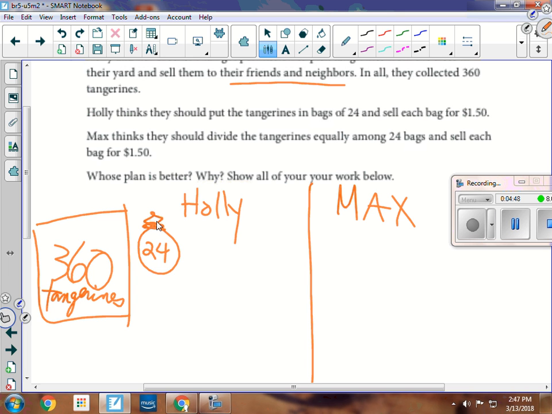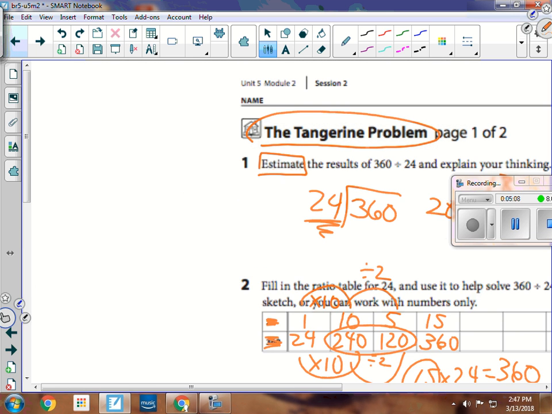Just like when you go to Giant Eagle and you walk in and they have all those tangerines that they're selling in those little crates or bags. Holly's going to put 24 in hers. And they're each going to be sold at $1.50 each. We just don't know how many bags. And this is why we did this problem back here.